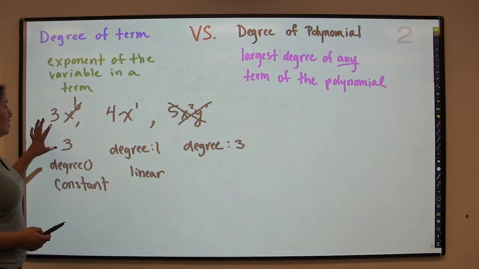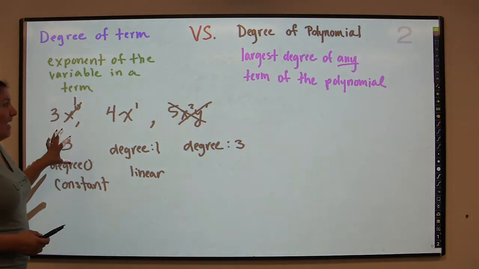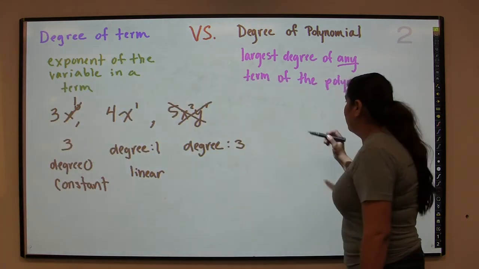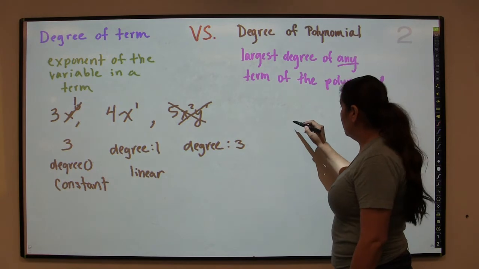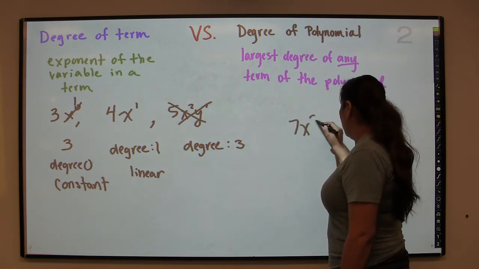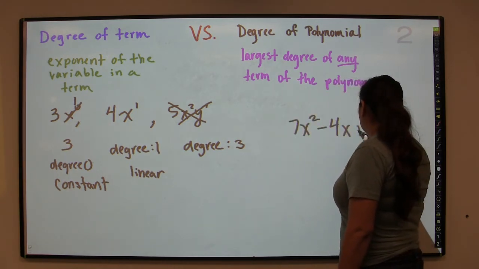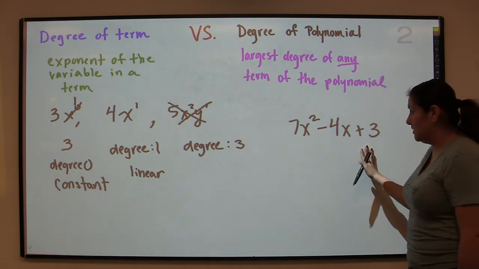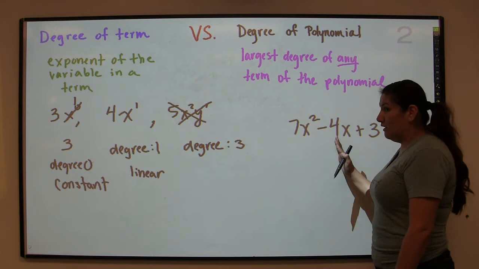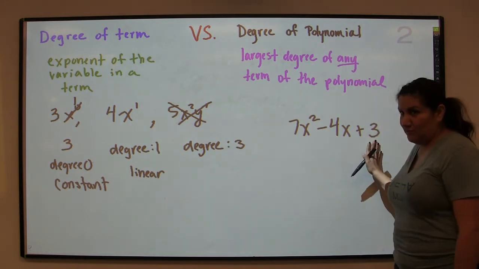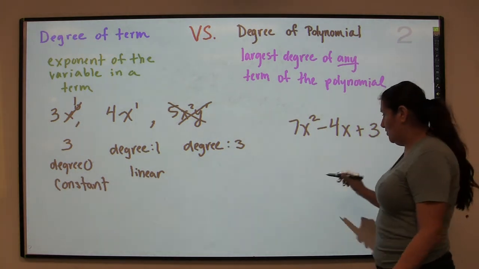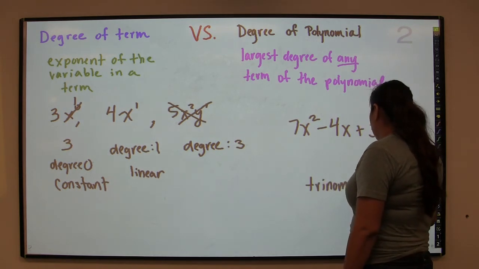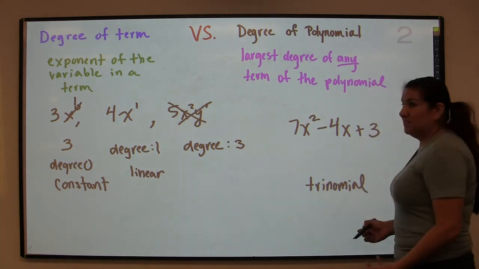So again, each term has its own degree, and then that brings us to the polynomials. A polynomial would have something like quadratics, for example. We've done those already. 7x squared minus 4x plus 3. This polynomial has more than one term. There are 3 terms. 7x squared is one term, negative 4x is another term, and 3 is another term. There's 3 terms. This is a trinomial. That's good to know. We'll see that in the next slide here. It's a trinomial, but what's the degree?